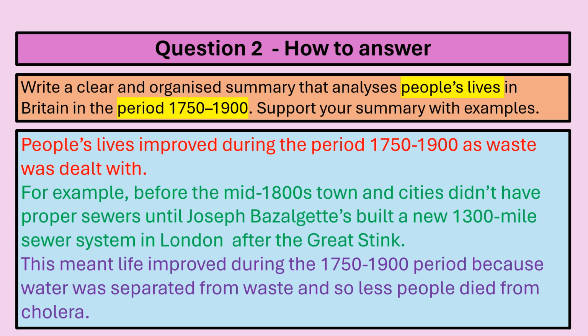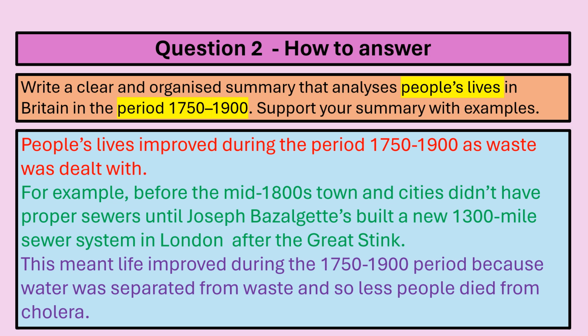My example has got lots of facts in there. I've got a key name, a key fact about 1,300 miles, and a key event, the Great Stink. And I've got a simple explanation at the end: this meant life improved during the 1750 to 1900 period because water was separated from waste, so fewer people died from cholera. I've added another fact at the end.